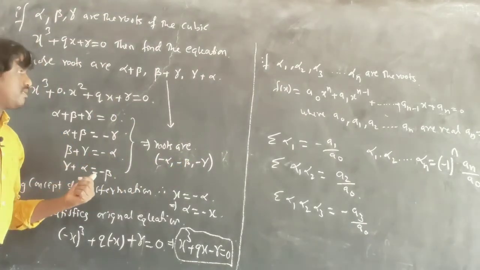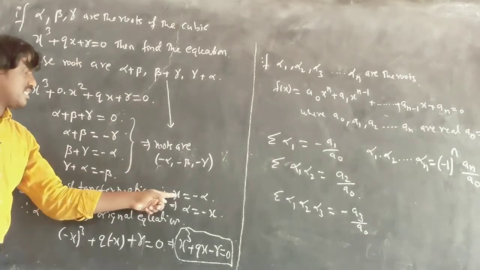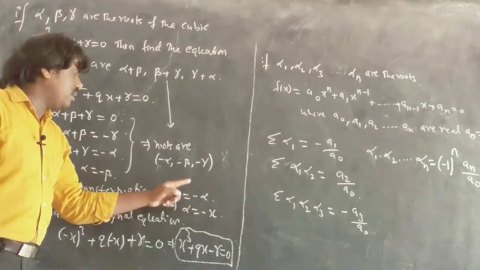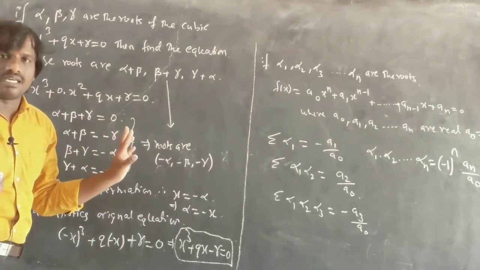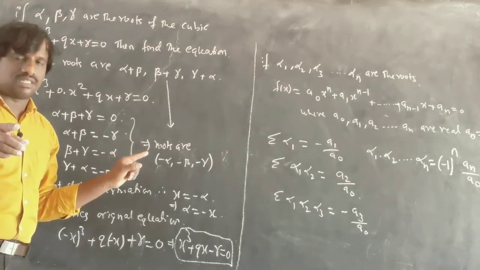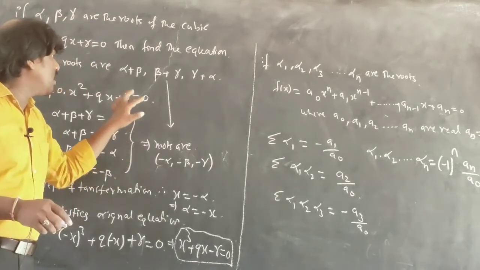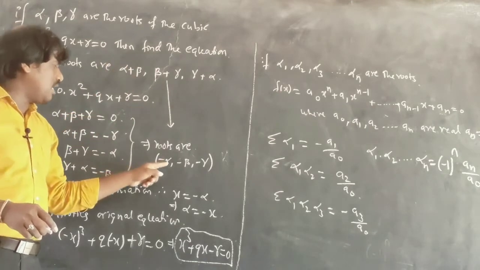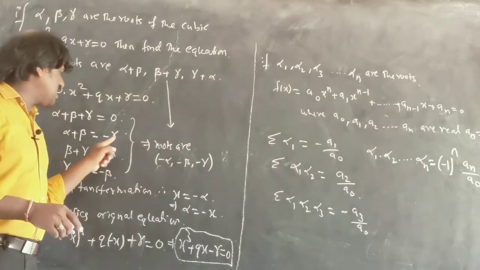So by the transformation, this satisfies x. X is equal to minus alpha. What we used to do in the second degree quadratic, in the second or third lecture I explained, same way we do that. So this alpha plus beta, this is nothing but minus alpha.